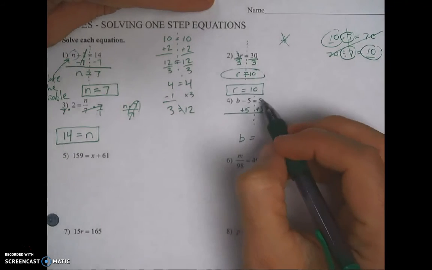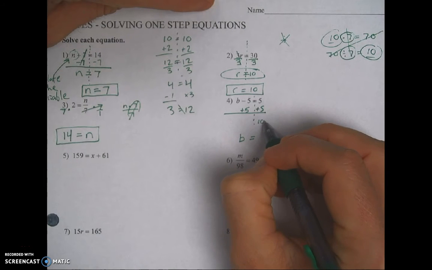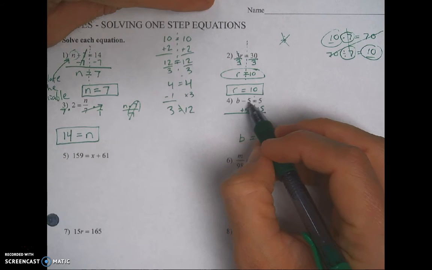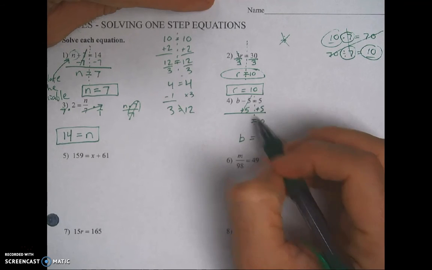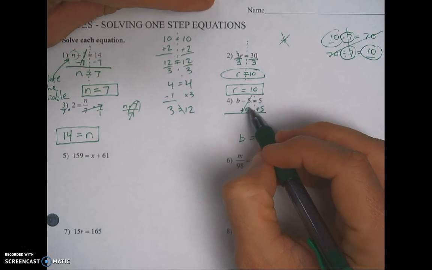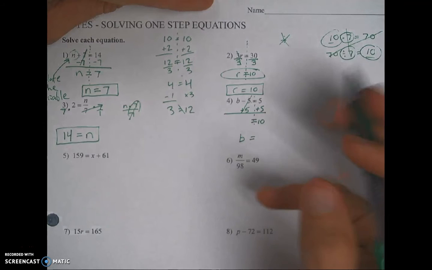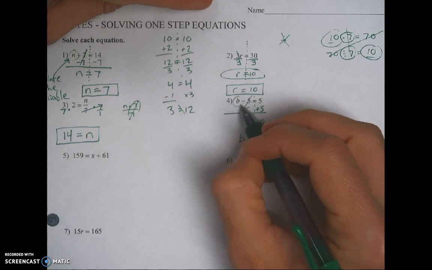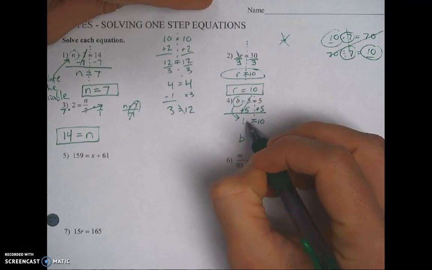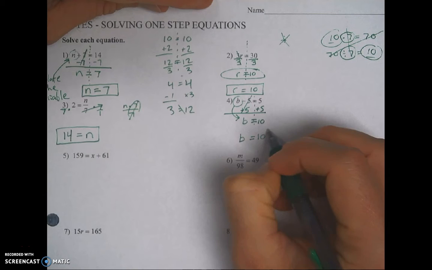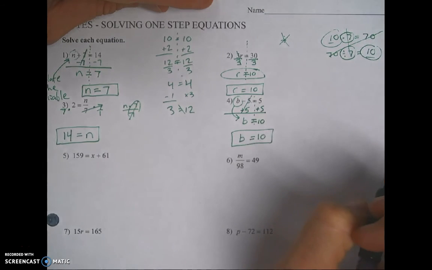All right, so 5 plus 5 is 10. Bring down your equal sign. On this side, a minus 5 and a plus 5 cancel each other out. So don't just think 5 and 5. It's a minus 5 and a plus 5. Think of it like a negative 5 and a positive 5. They make 0. They cancel. So that means the only thing remaining on this side is b. I've isolated it. It's completely by itself. So b equals 10 is my final answer.